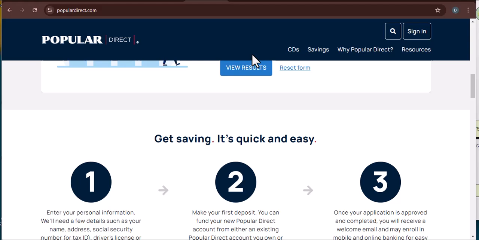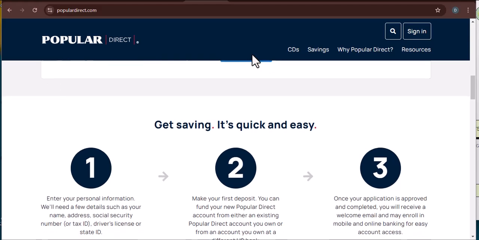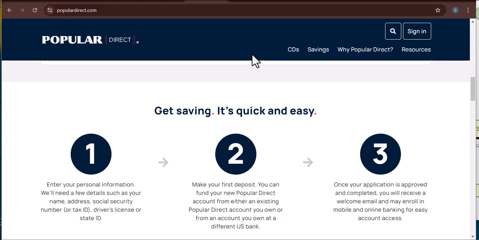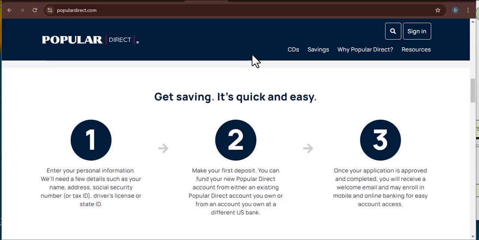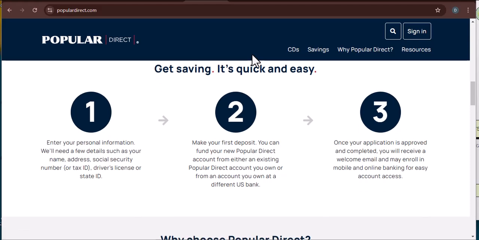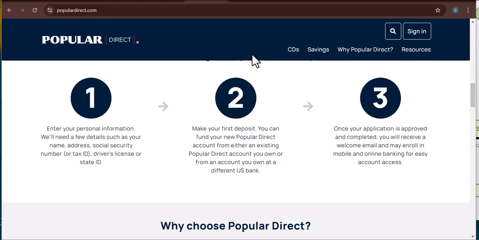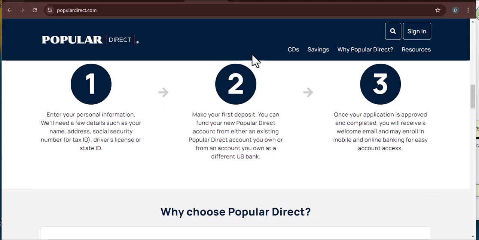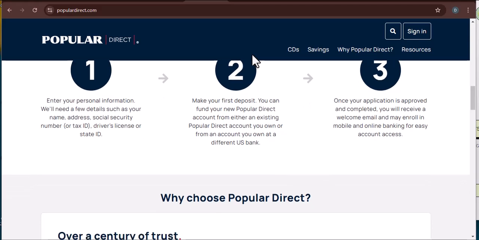How can I find out the specific withdrawal limits for my Popular Direct account? The best way to find out the specific withdrawal limits for your Popular Direct account is to log into your online banking account. Once you're logged in, you can find the information you need in the Account Terms and Conditions section.